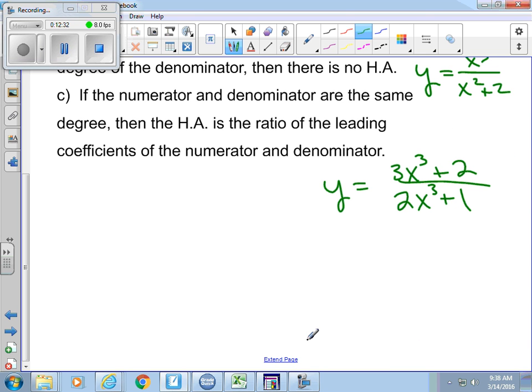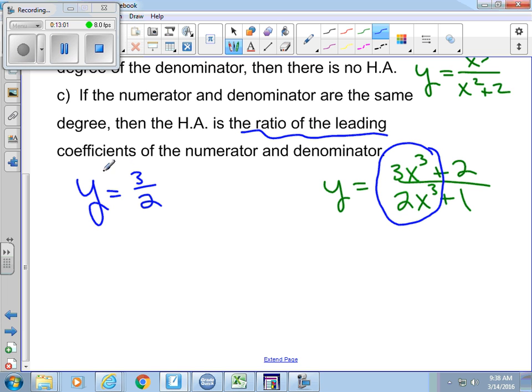If the degrees are the same, and as x gets really, really big, remember the first two terms are the only things that matter. What is 3x cubed divided by 2x cubed? 3 over 2? So the horizontal asymptote will be 3 over 2, because as x gets really, really big, these numbers don't matter. And so you get what's called the ratio of the leading coefficients. That's just a fancy way to say the 3 divided by the 2. So that is the horizontal asymptote if your degrees are the same.